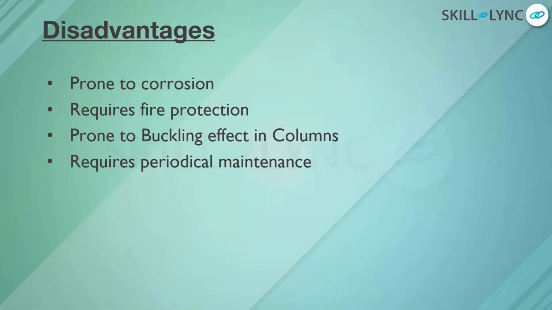There is also an extensive fireproofing cost involved, as steel is not fireproof. If you come across a fire accident, then there will be a major loss because of that. And because of the higher length of the columns, there will be a buckling effect, which is a major issue with steel structures. So special care needs to be taken while designing the columns using a steel structural element. Also it requires regular maintenance, which I have already explained in the corrosion itself.